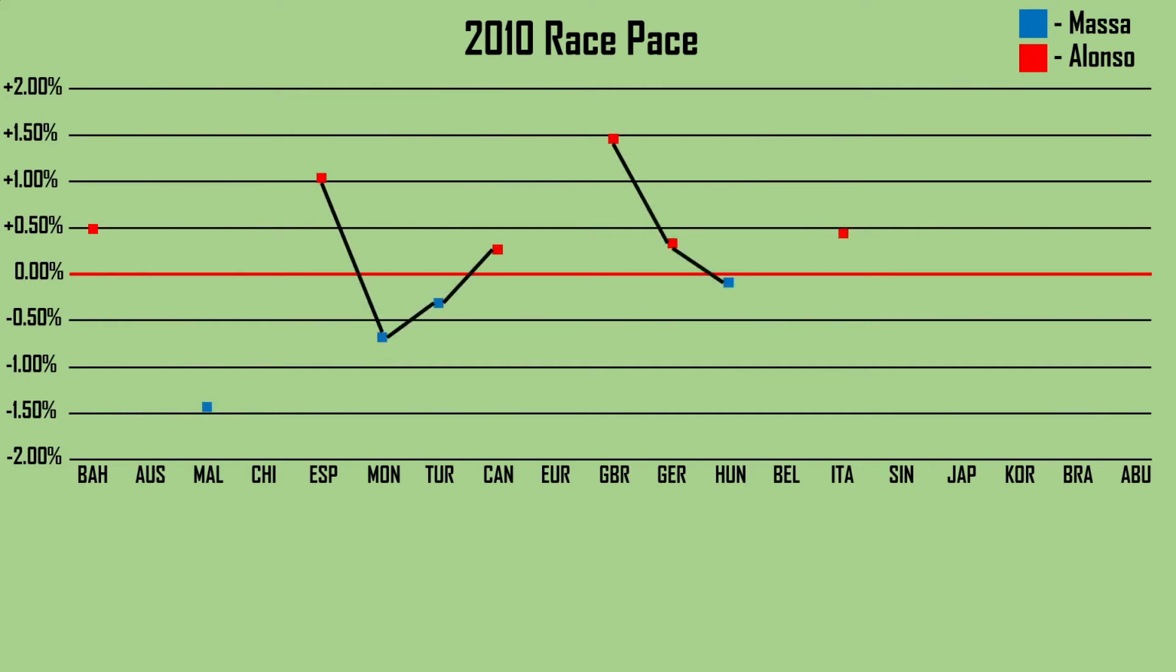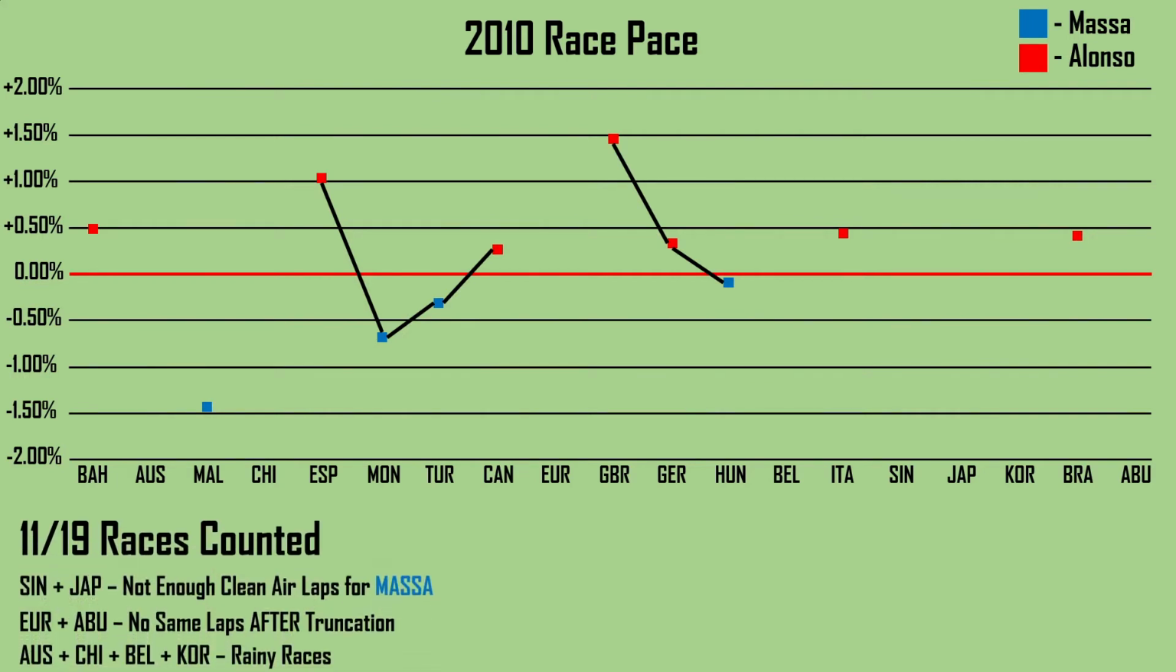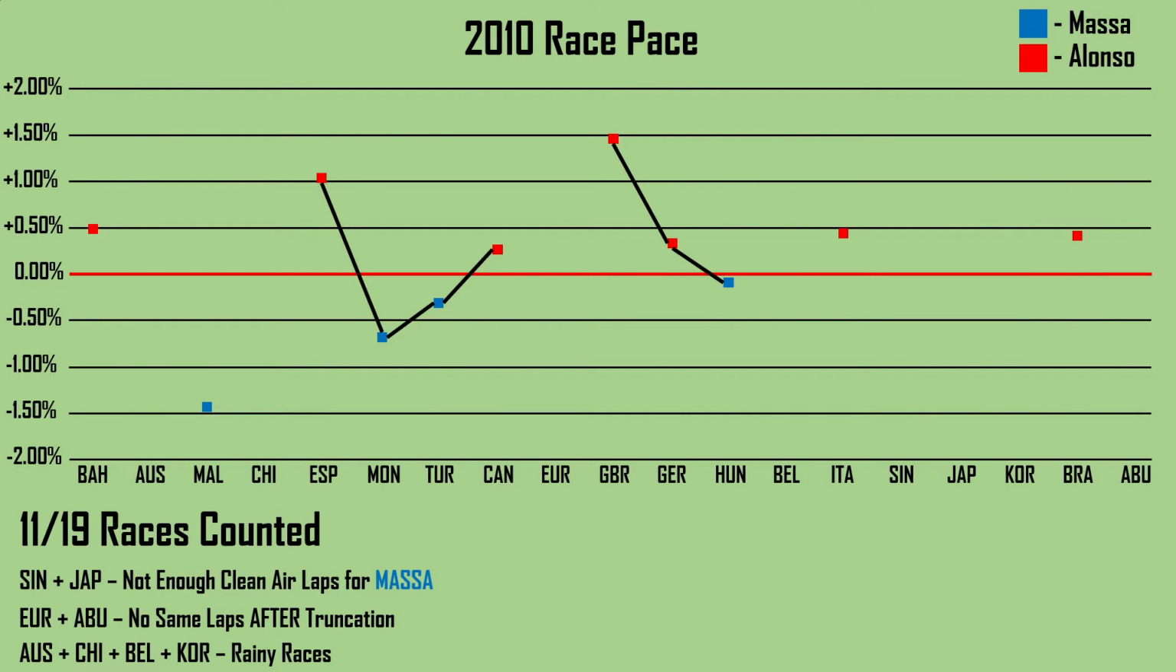If we can map on all of the races that have been included, we get a graph that looks something like this. So for the 2010 season, there were 11 out of 19 races counted, with Singapore and Japan being excluded because Felipe Massa did not have enough clean air laps to be selected. Then Europe and Abu Dhabi were excluded because there were no lap times set on the same lap after the truncation period. And then Australia, China, Belgium and Korea were all excluded because they were raining races.